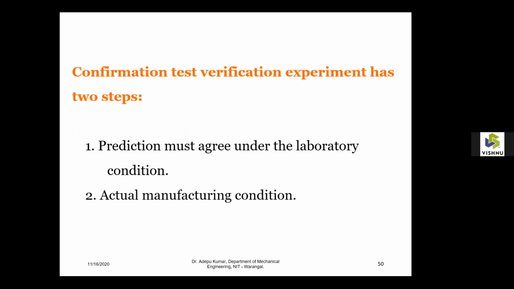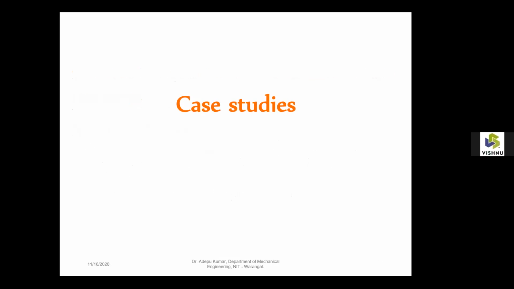So once you know the optimum condition, then you have to do the confirmation test, verification of estimates, in two steps. The prediction must agree under the laboratory condition and actual manufacturing conditions. Once I go to the case studies, you can understand the process very well.